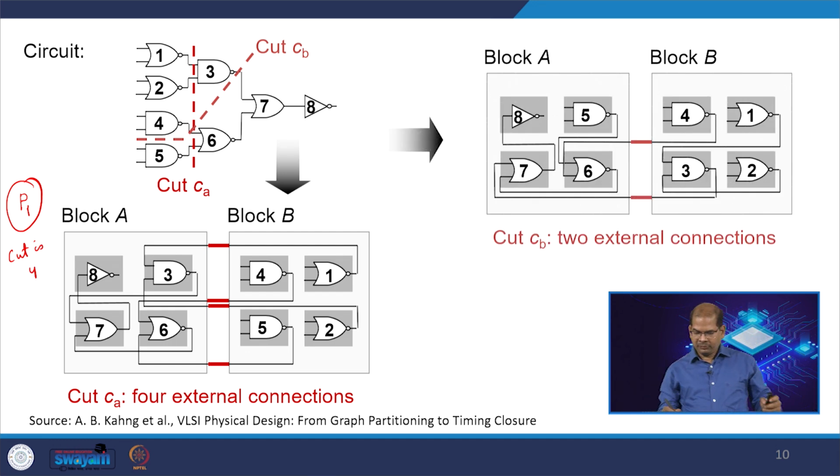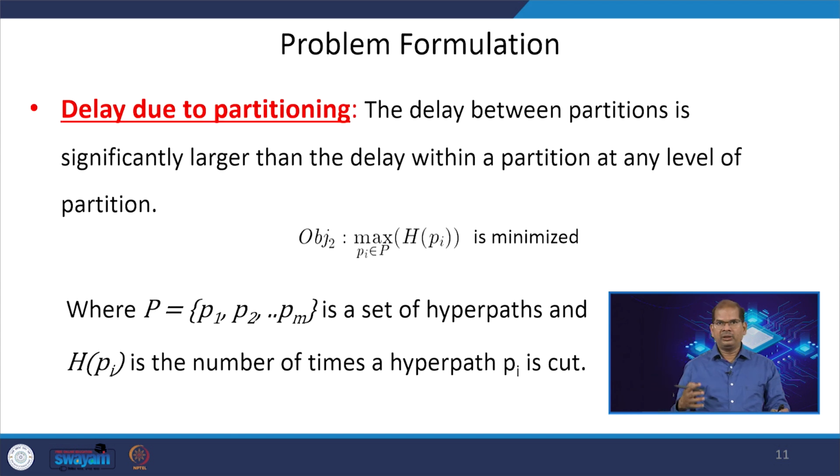Then if you go here, I have 2 cuts. Let us say this is P2, this partition has 2 cuts. So, which is the best partition? Since I have fewer cuts and my objective is to reduce the number of cuts, P2 is the best partition, because the number of lines going from block A to block B is 2 here.